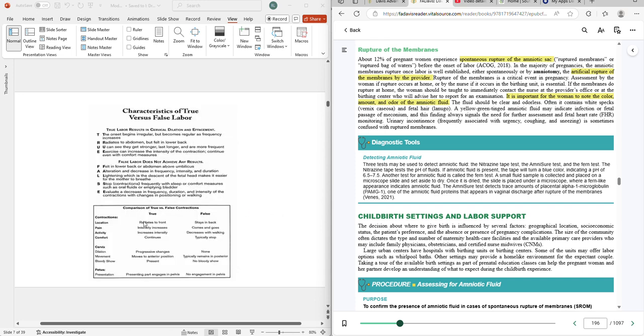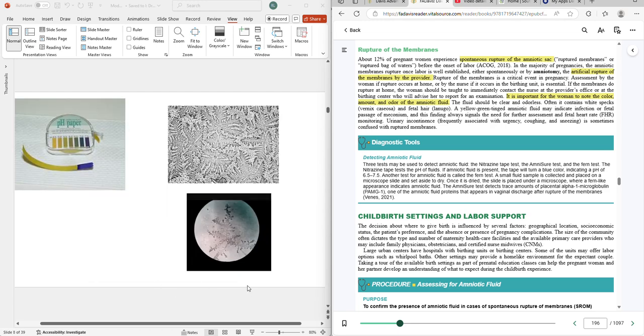There's some more characteristics over here on a little chart that I found. Stays in the back, even in the belly but not radiating from the back to the belly. So you can just look at these.